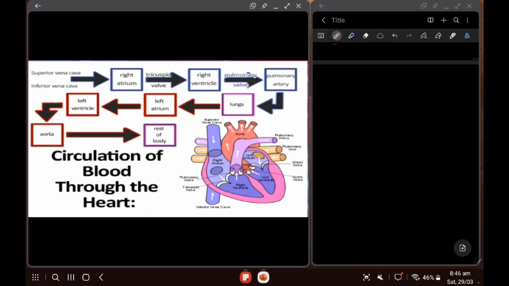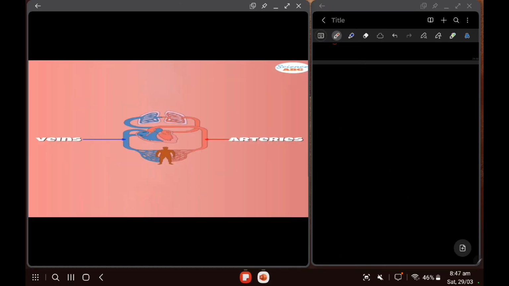Then here, the superior vena cava or inferior vena cava goes to the right atrium, pumps, and passes through the right tricuspid valve, then the right ventricle, then the pulmonary valve and pulmonary artery to the lungs. From the lungs it goes to the left atrium, now oxygenated, then the mitral valve, then the left ventricle, then the aortic valve. Then to the aorta, and then the rest of the body.